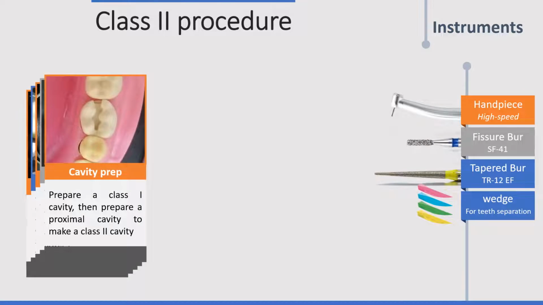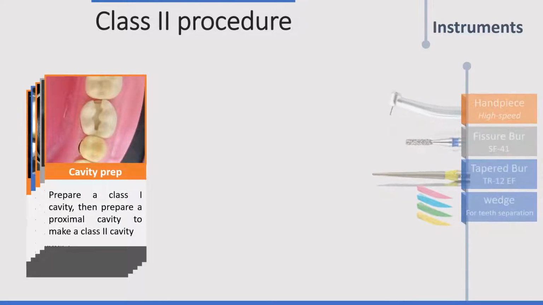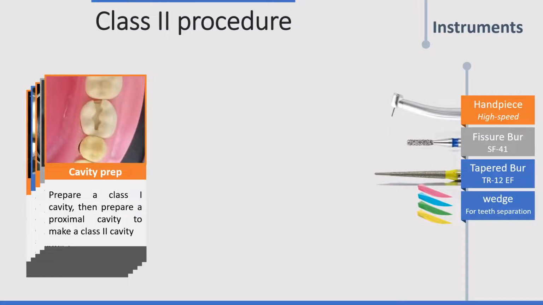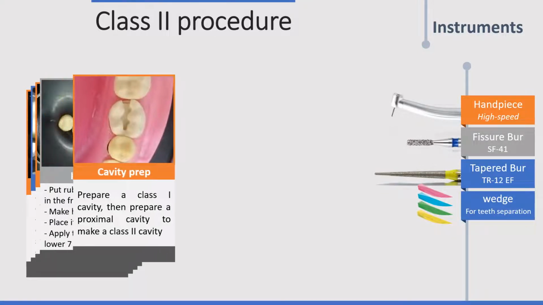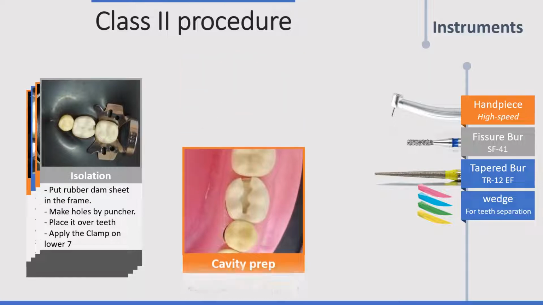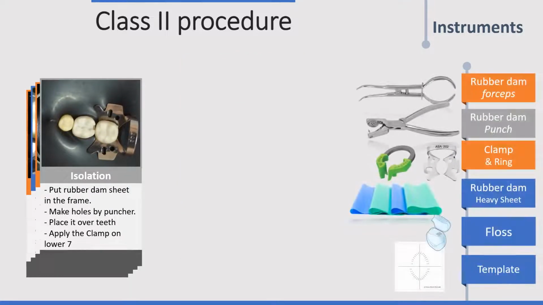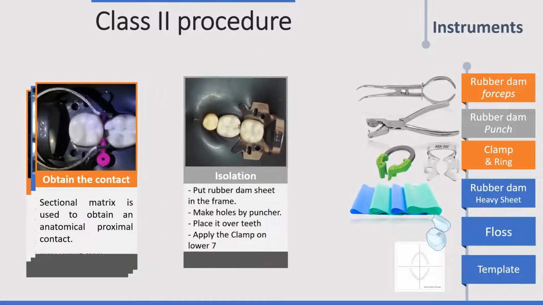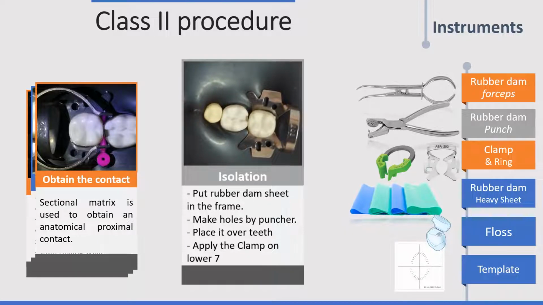Now into Class 2 composite restoration. Instruments will always stay the same, and the procedures will flow into number 1, Class 2 cavity preparation by making Class 1, then use band to protect the neighboring and prepare proximal surface, and same rubber dam instruments. Number 2, isolation is done using rubber sheet and molar clamps, this time with frame, and as always using puncher to make holes into the rubber sheet.